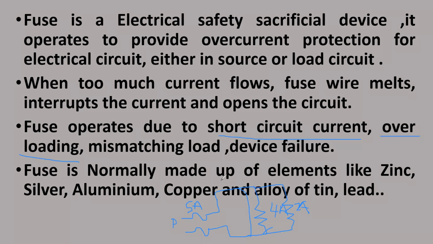The next point is that a fuse is normally made up of elements like zinc, silver, aluminum, copper, and alloys of tin and lead, all metals like these. We have different elements used for different ratings. We have different current ratings and different characteristics, like the time response: how fast the fuse has to blow, how much time it has to withstand, what the delay time is, and what the current rating is. According to that, the fuse is rated.